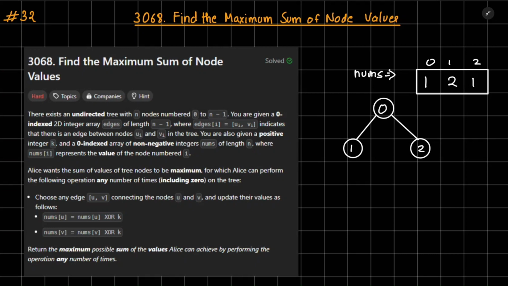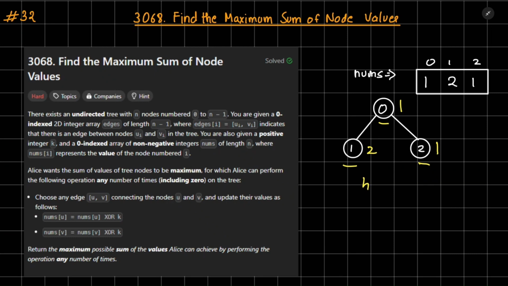So you are given a positive integer k and a 0 indexed array of non-negative integers nums of length n, where nums sub i represents the value of node numbered i. In this example, this is our tree with vertices 0, 1 and 2, and their corresponding values are given in this nums array. That is, the 0th node has value 1, the first node has 2, and the second node again has value 1. Alice wants the sum of values of the 3 nodes to be maximum. Right now the sum of values of this tree is 4, and Alice wants it maximum.